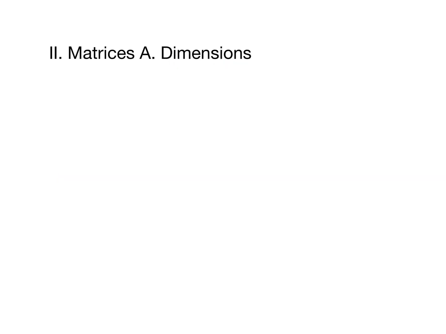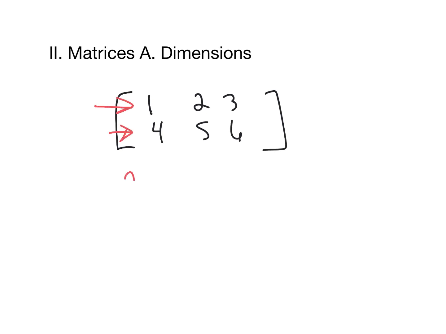The next thing we look at is matrices, dimensions of matrices. That's like how many rows and columns we have. So basically, it's rows and then columns. This has 2 rows, and then it has 3 columns. So this would be called a 2 by 3 matrix.